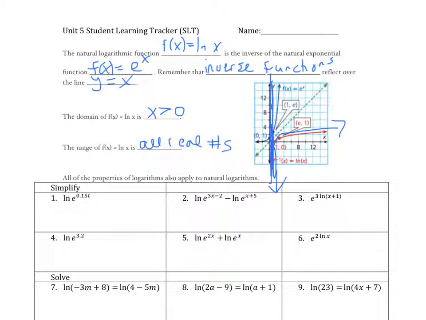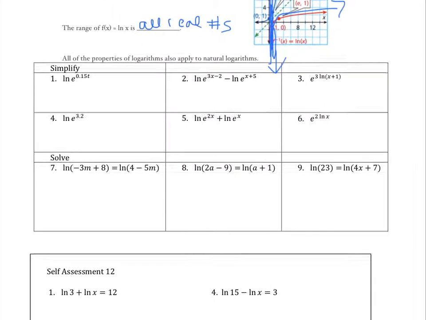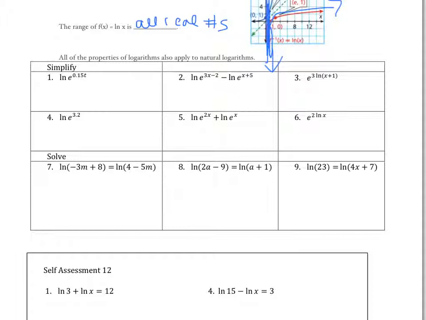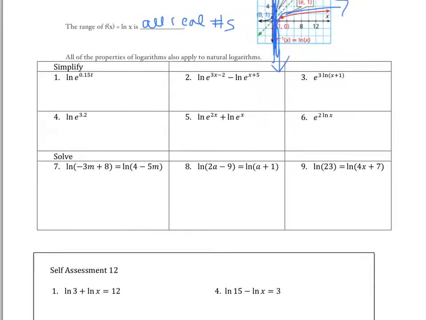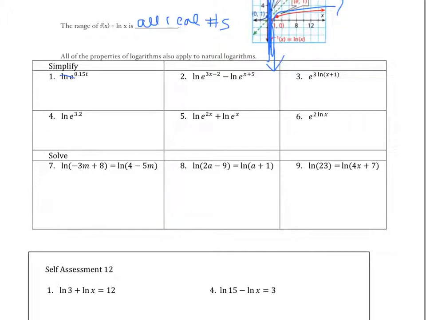So let's take a look at some examples. All of the properties of logarithms also apply to natural logarithms. So guess what? Natural log of e is really log base e of e, which means this cancels out. And the answer is 0.15t. Go ahead and pause and try number 2.